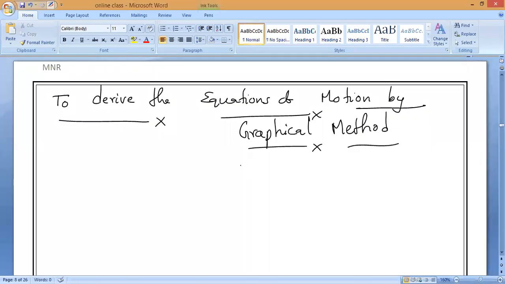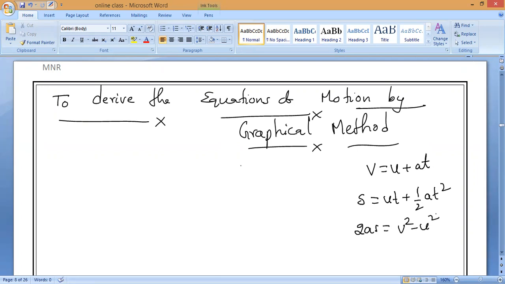What are the four equations of motion? Can you tell me? The first one is what? V equals u plus at. The second one is what? S equals ut plus half at square. The third one is what? 2as equals v square minus u square.